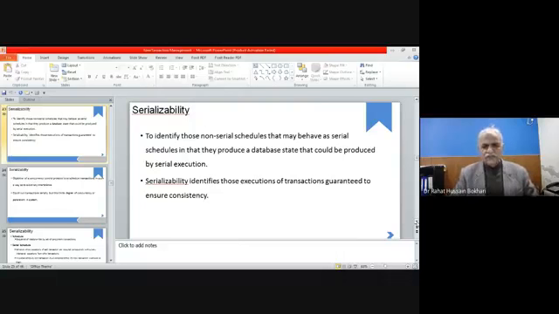Serializability identifies those executions of transactions guaranteed to ensure consistency. So serializability would identify whether, if any transactions are carried out, the data is always consistent, either for the non-serial schedule or the serial schedule. So this is regarding serializability.